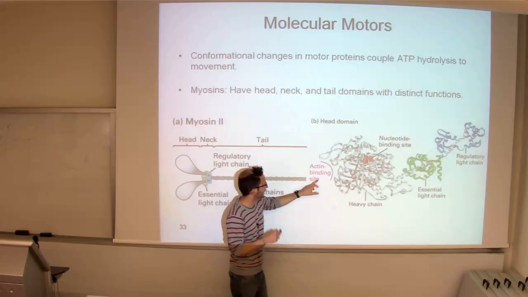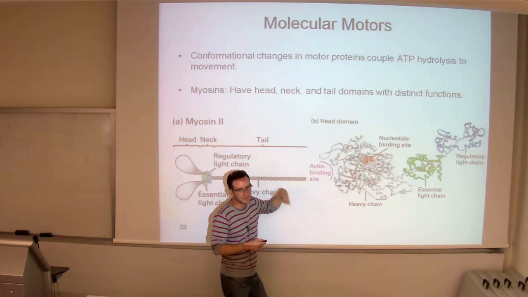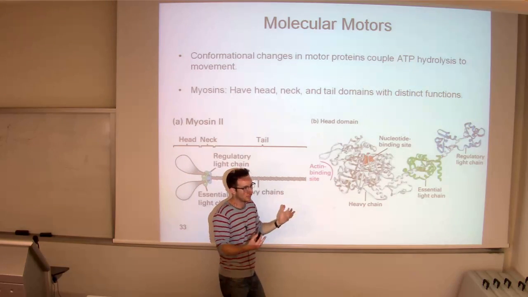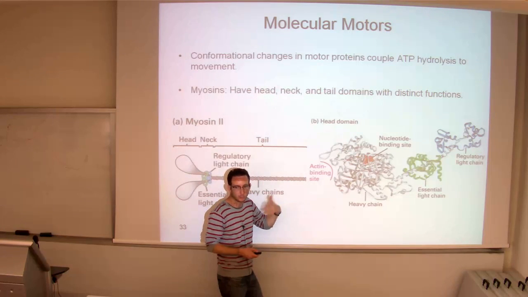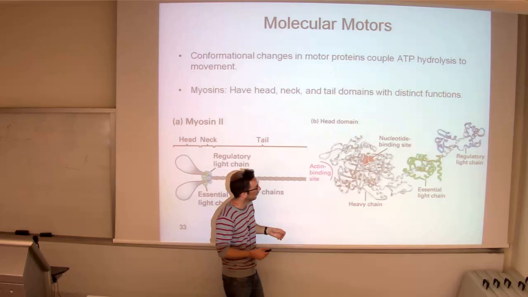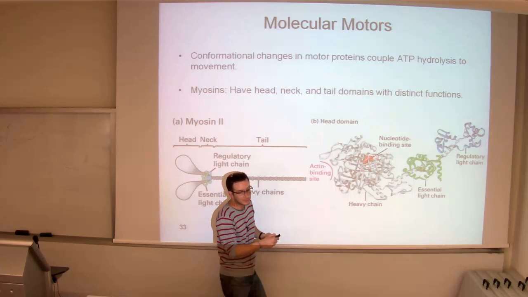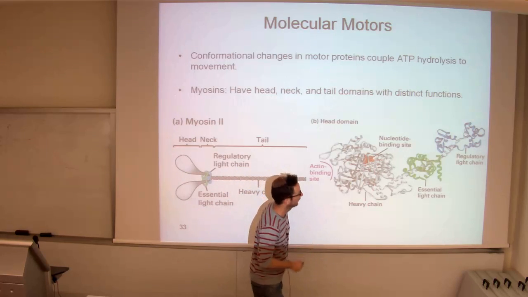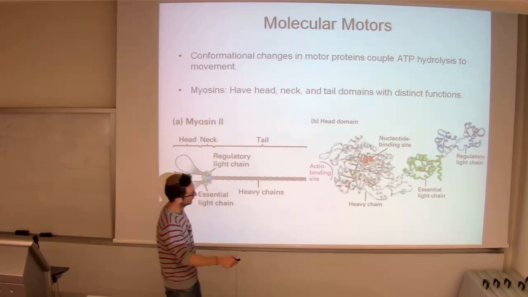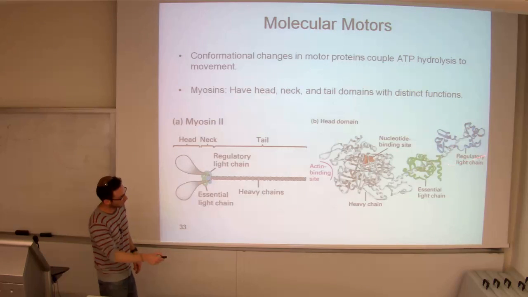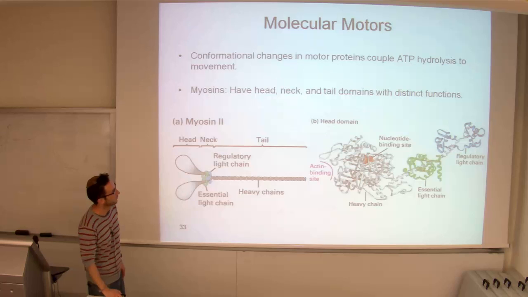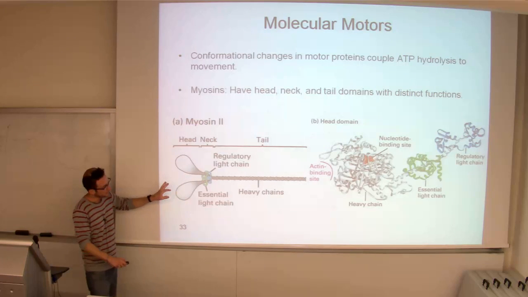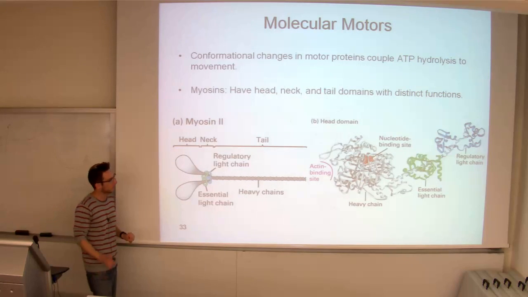The head domain has an actin binding site. Actin is another protein that is part of cellular motility, and it serves as the road or the scaffold on which movement is obtained. It has a nucleotide binding site. ATP is the nucleotide that binds right here. And this is the neck with, again, what it calls regulatory and essential light chains. These are two regulatory chains. Let's leave it like that. So this is the basic structure of myosin.